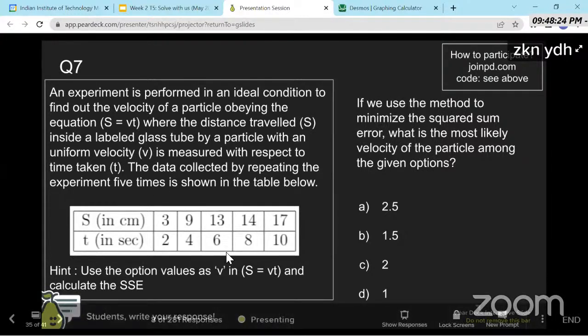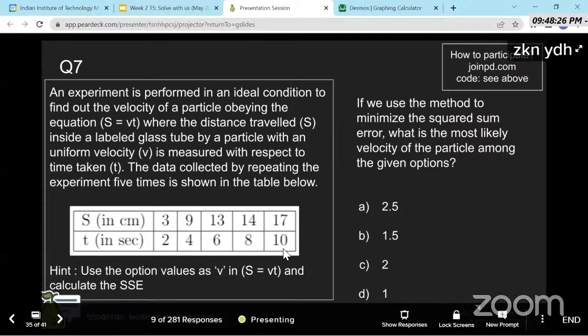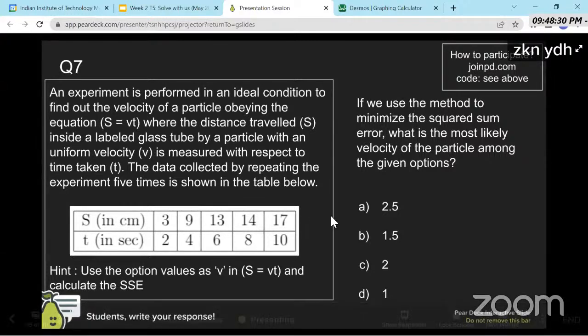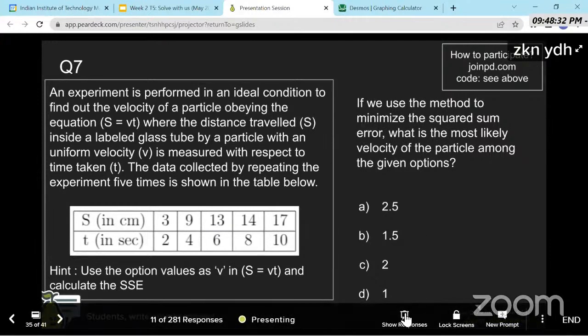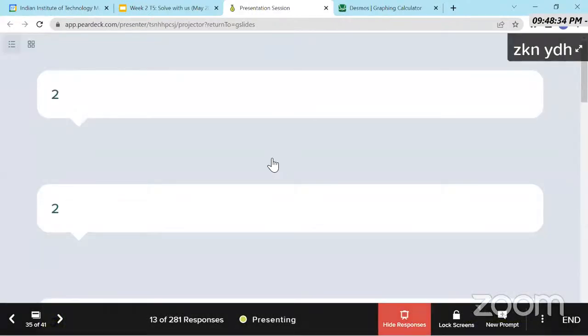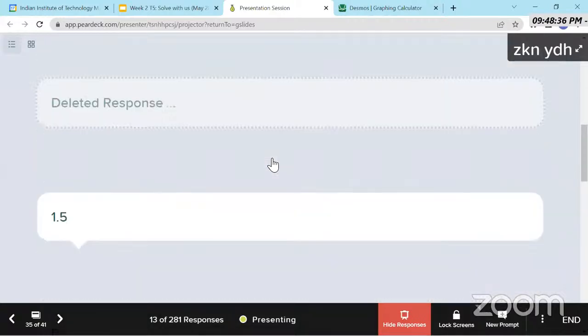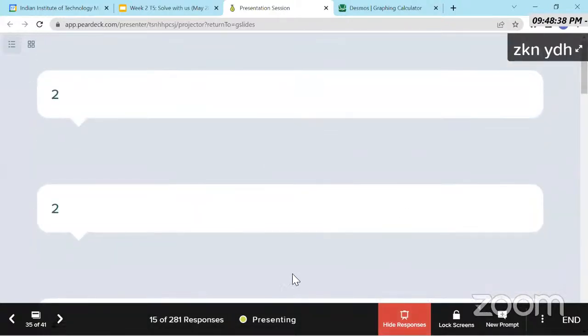I would not recommend you to solve this particular question right away because of lack of time, but I would like to discuss it with you. Okay. Let me see first. Some of you have given answers, and most of you are telling the answer as 2, and some of you are giving the answer as 1.5. But let's see what the answer is.